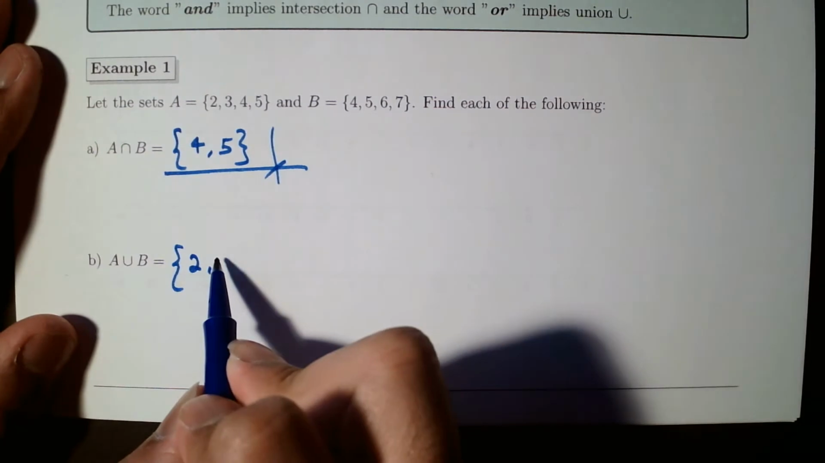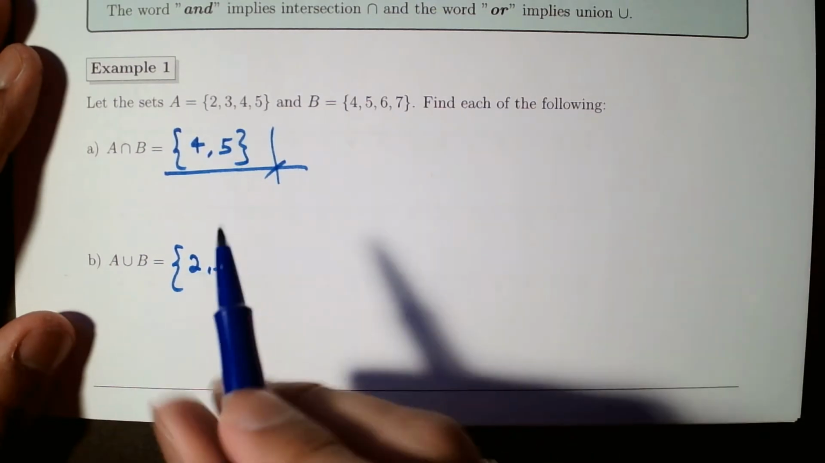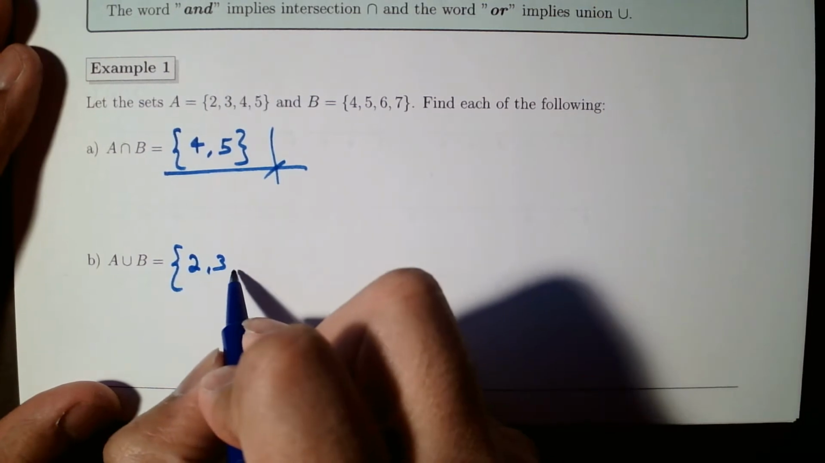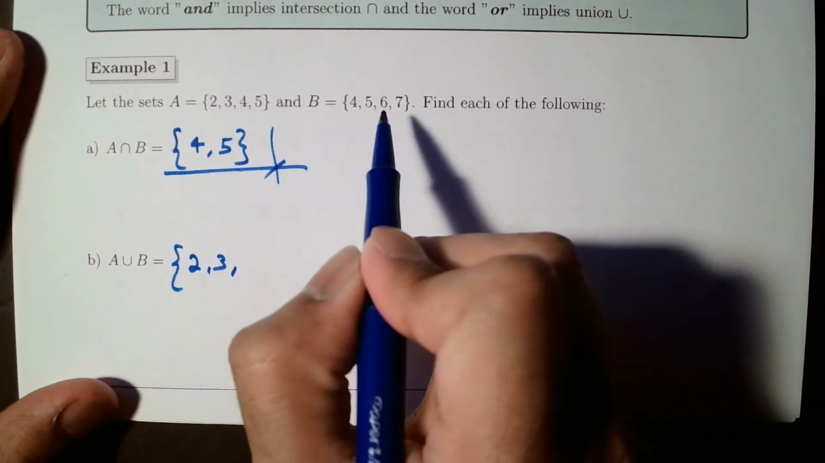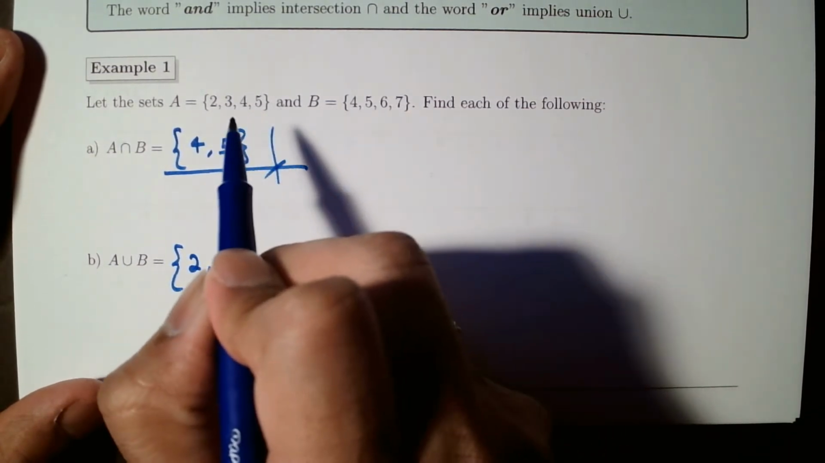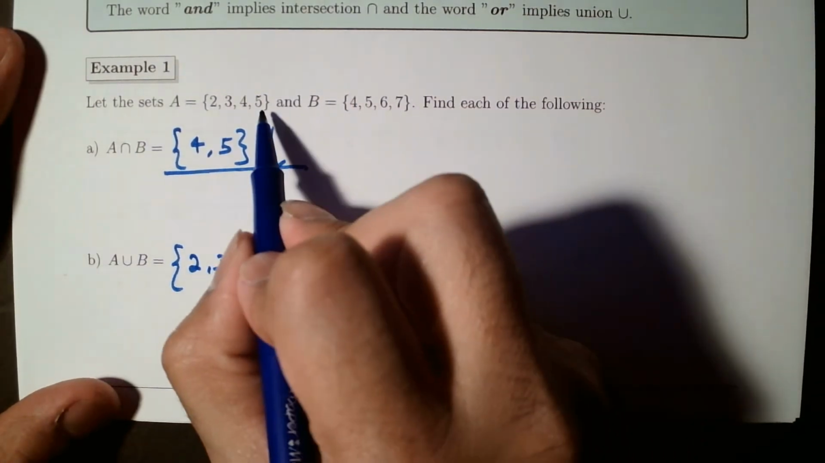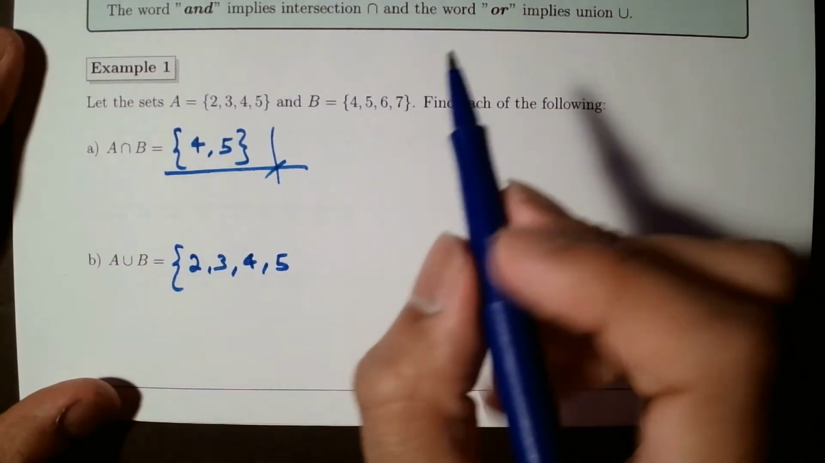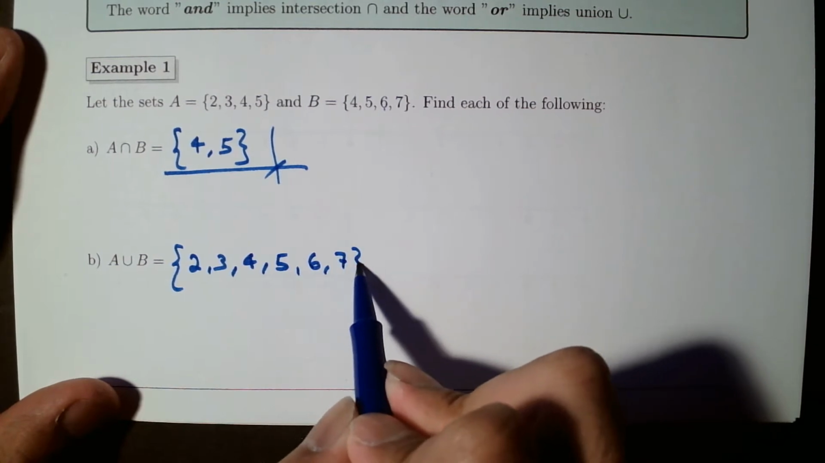The number 3 appears in A. It doesn't matter that it's not in B. The number 4, look at this one. 4 appears in both A and B. You might want to pay special attention to this part. When you see the same element appearing in both of the sets, we only list it once. The number 5 likewise appears in both sets, and is only listed once. And 6 and 7, just list them. And that's about it.